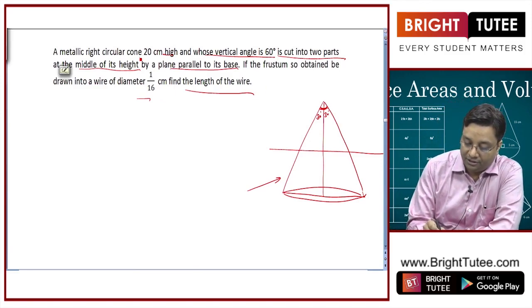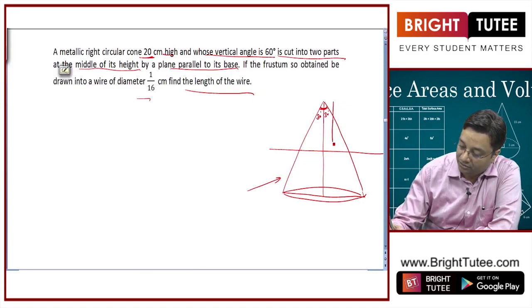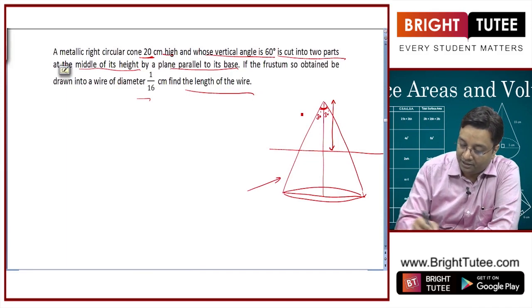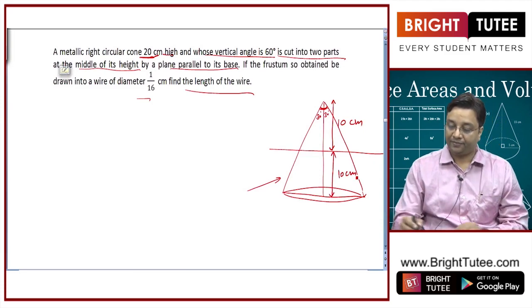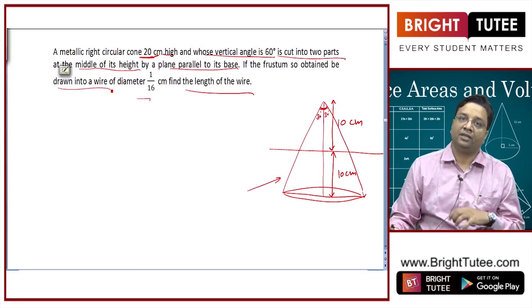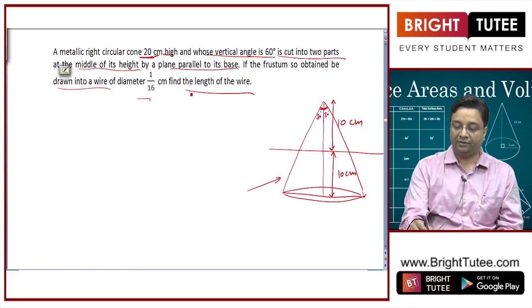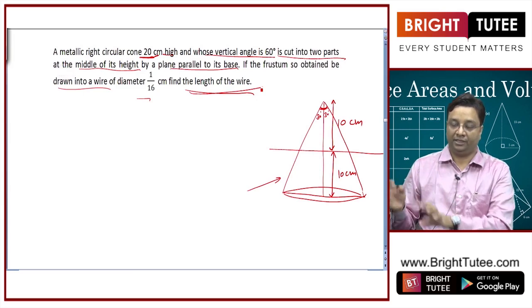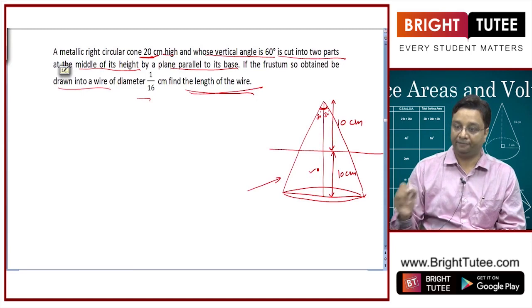Alright, so this metallic circular cone is 20 centimeter high and we have cut it into two parts from the middle part. So 20 centimeter high will be cut into 10 centimeter each, right, and we need to find the volume. Okay, so if I find the volume of this frustum of cone, it will be equal to the volume of the wire that we draw, right. So for that I need to start with calculating the volume of this cone here.